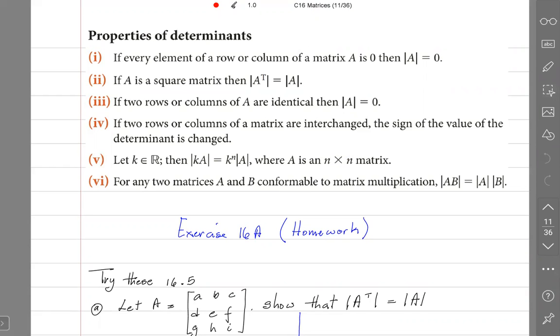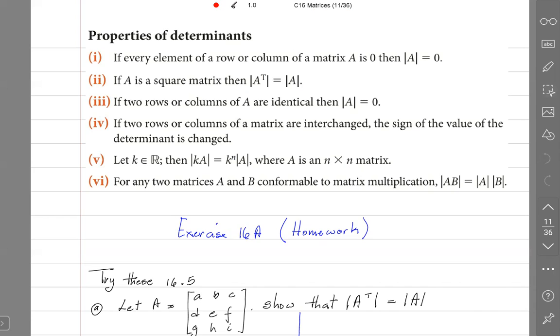If A is a square matrix, then the determinant of A transpose is equal to the determinant of A. It says if two rows or columns of matrix A are identical, the determinant of matrix A would be equal to 0. So that's also important. If two rows or columns of a matrix are interchanged, the sign of the value of the determinant is changed. Also very important.